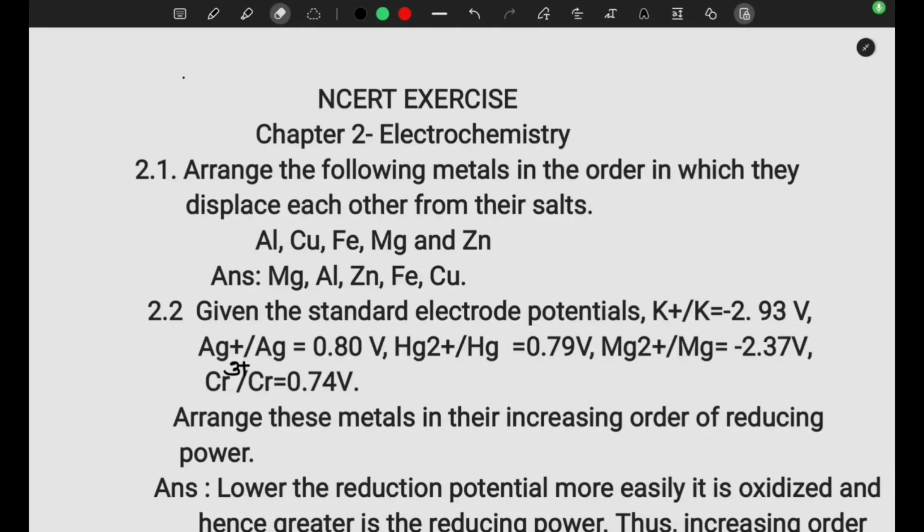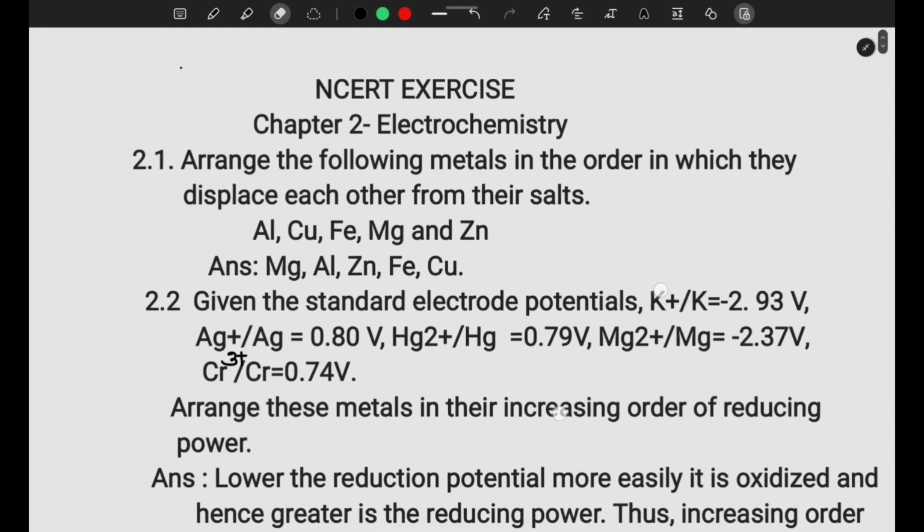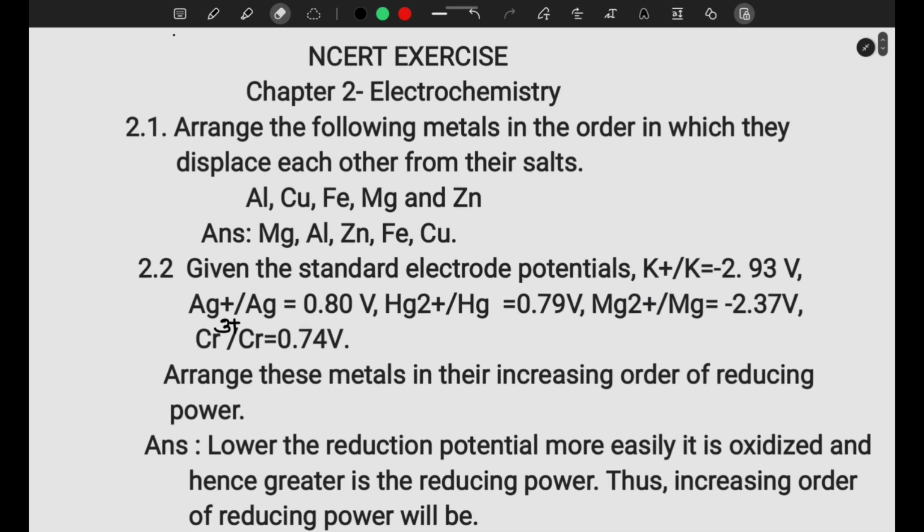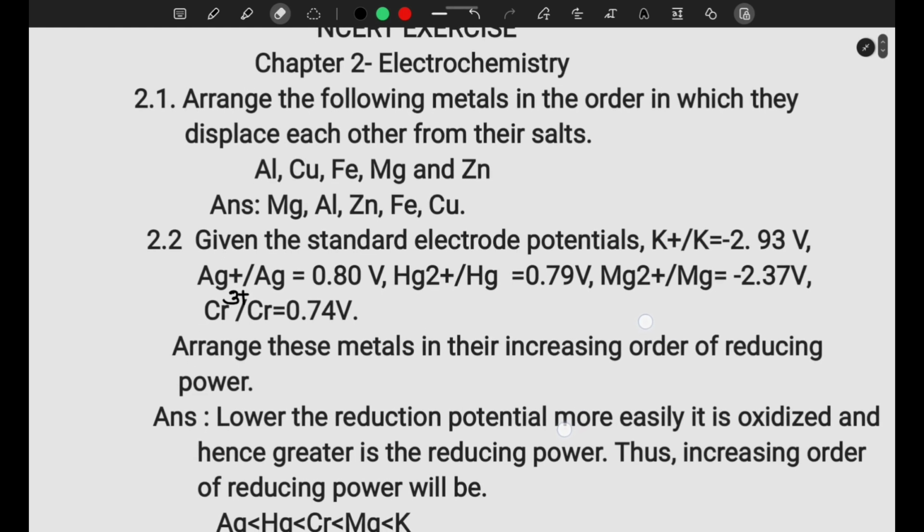These are NCERT exercise questions from the lesson Electrochemistry. Arrange the following metals in the order in which they displace each other from their salts. As per the activity series, the metal with the lowest reduction potential is the most reactive metal. Here, among the given metals, magnesium is the most reactive because it has the lowest reduction potential, and magnesium can displace aluminum, zinc, iron and copper, and copper is the least reactive metal.